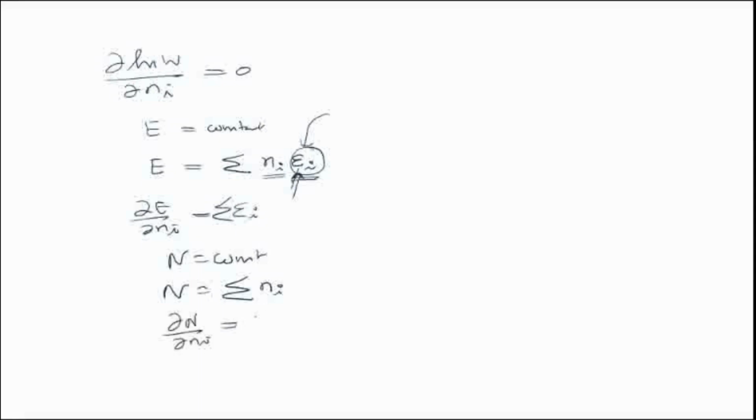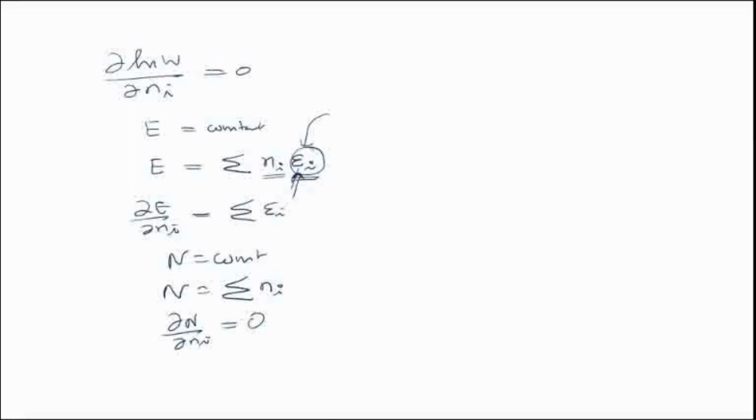I made a mistake. Here this is correct, Ei. Here Ei is constant, so if you differentiate Ni, you'll get the answer as 1. So ∂E/∂Ni is Ei, that's correct. Here, if you differentiate Ni, it becomes 0. So ∂N/∂Ni equals 0.